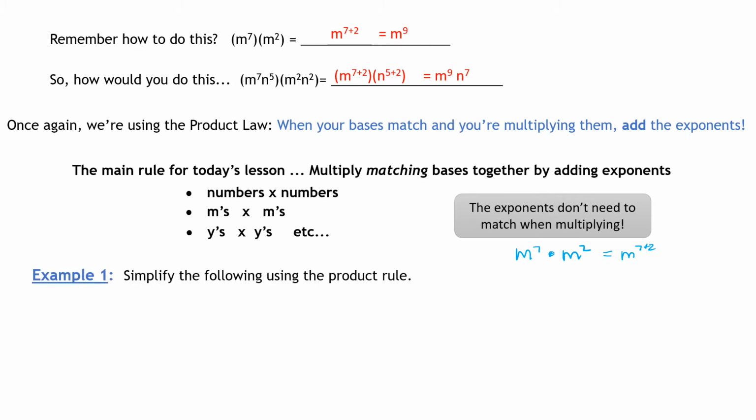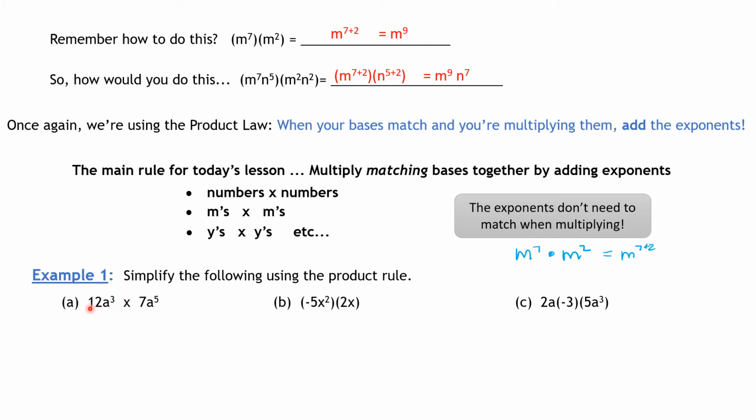Simplify the following using the product rule. So we've got 3 examples we're going to do here. Let's look at the first one. 12a cubed times 7a to the power of 5. So look at our rule up here, numbers times numbers. So I'm going to do the 12 and the 7 first.